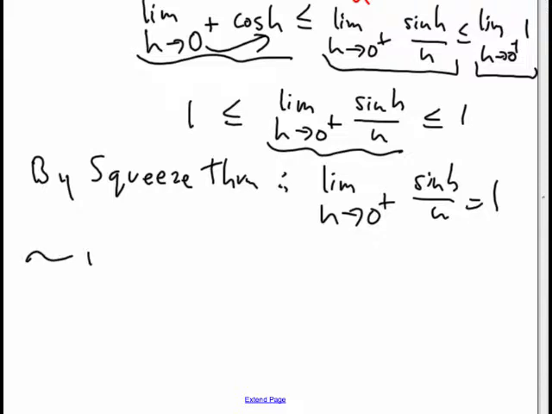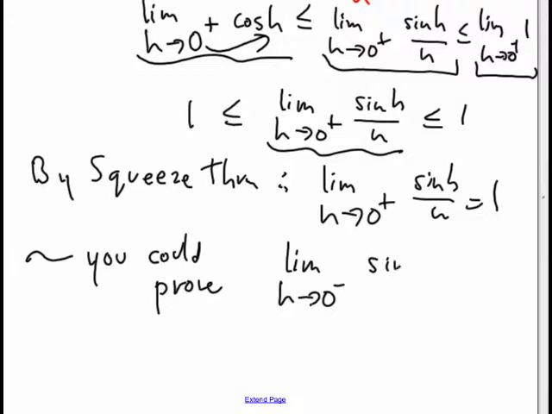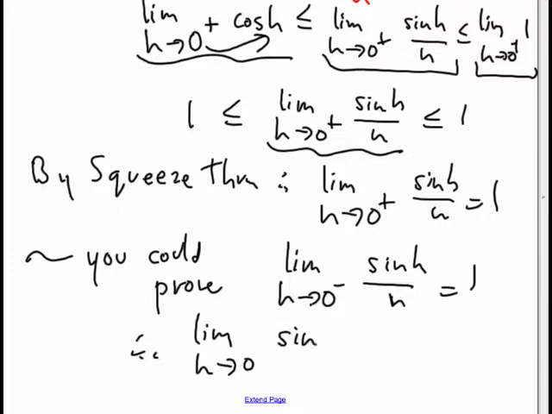Similarly, you could prove that coming from the negative side is 1. Therefore, completing the proof, the limit as h approaches 0 in general of sine h over h is 1.